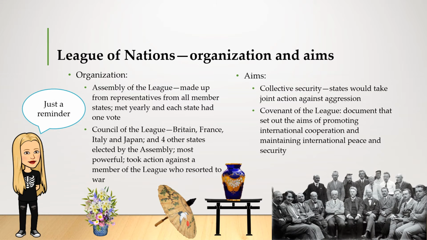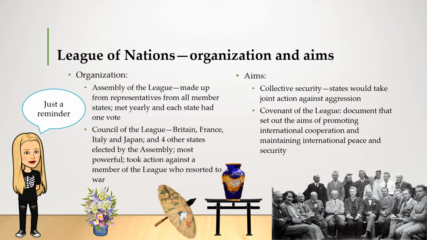The League of Nations consisted of the Assembly of the League and the Council of the League. The Assembly was made up of representatives of all member states. It met yearly, and each state had one vote. The Council consisted of the major powers, Britain, France, Italy, and Japan, plus 4 other members elected by the Assembly. The Council made most of the key decisions. In particular, it was the body that could take action against a member of the League who resorted to war.